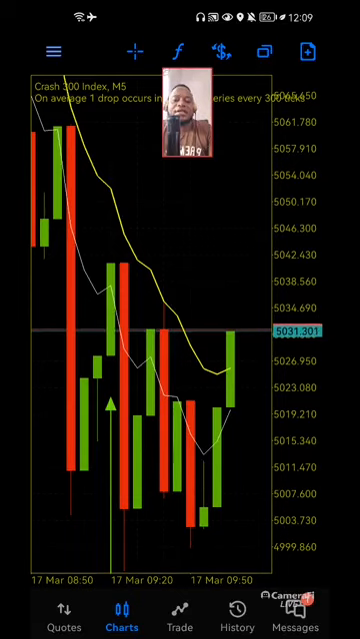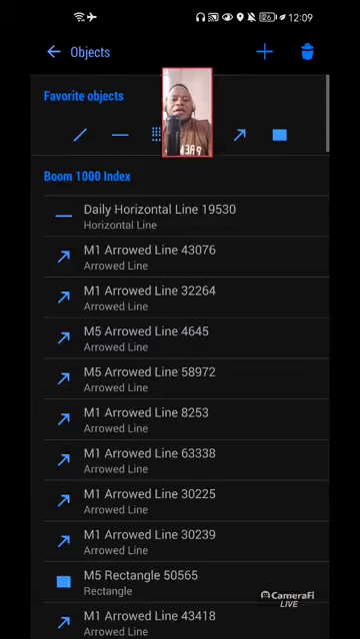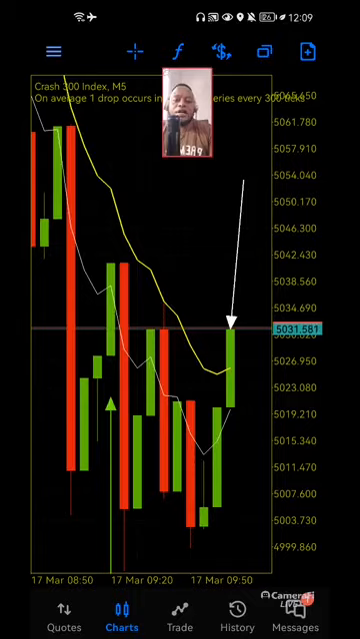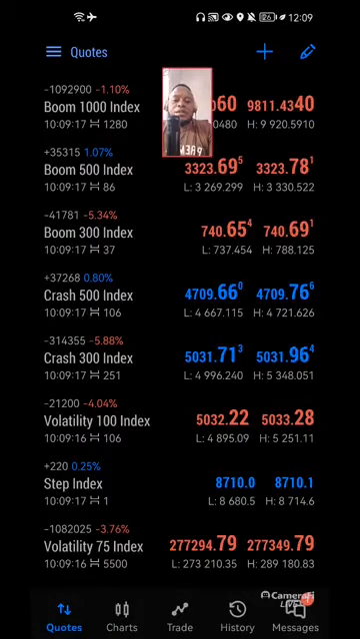Remember, we are saying it doesn't have to pass the yellow line. So let's take our arrow here and say this one should go back down. We are coming to check. V75, let me check for V75 for you.